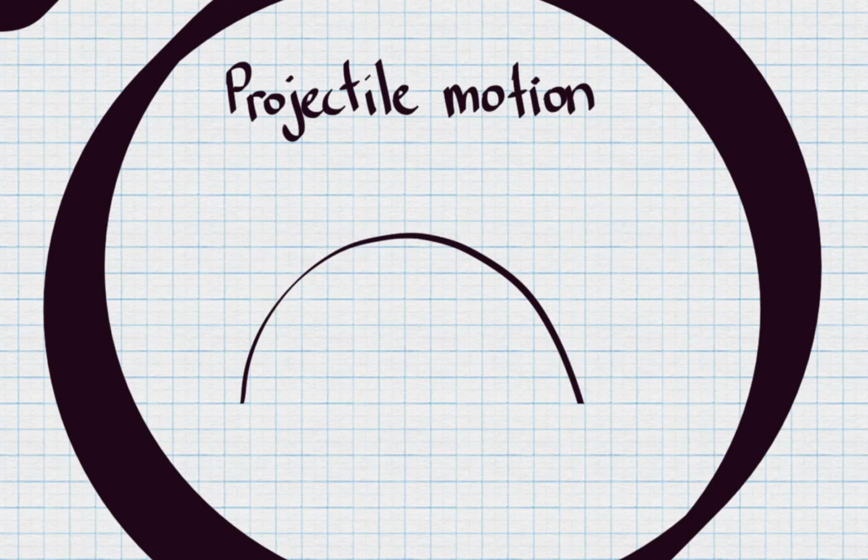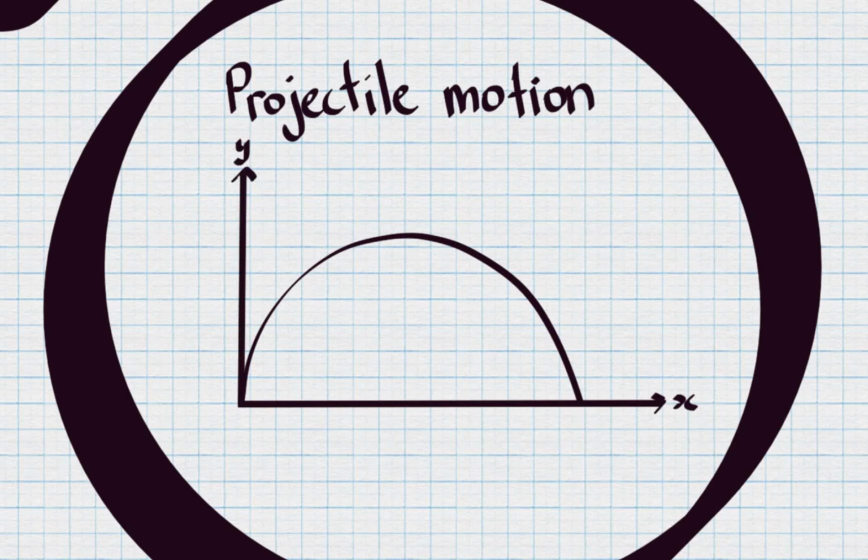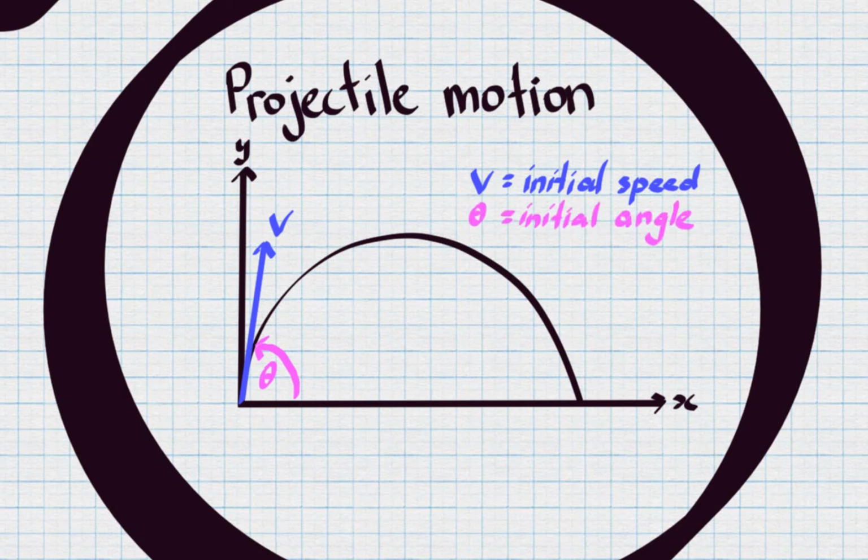Now, in the last video, we talked about needing to know the initial velocity of the projectile, which we will call v, and we also needed to know the angle, which, like usual, is taken from the positive x-axis, and we'll call that theta. So v is the initial speed and theta is the initial angle.